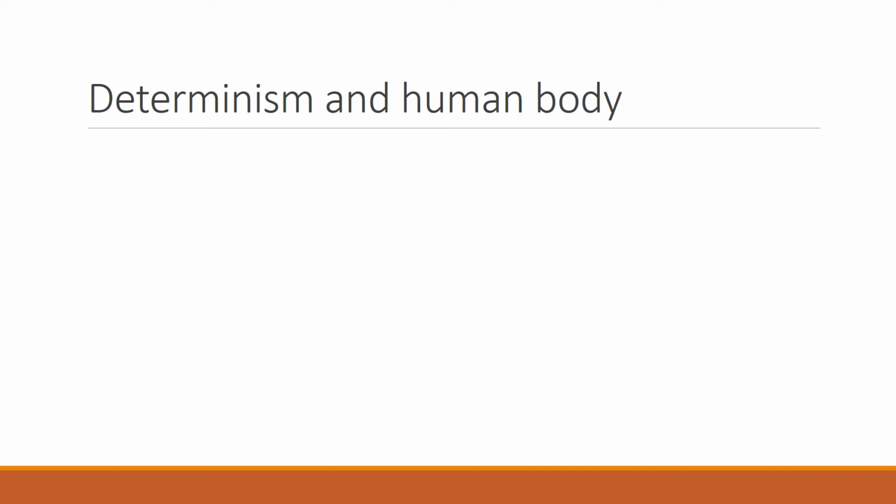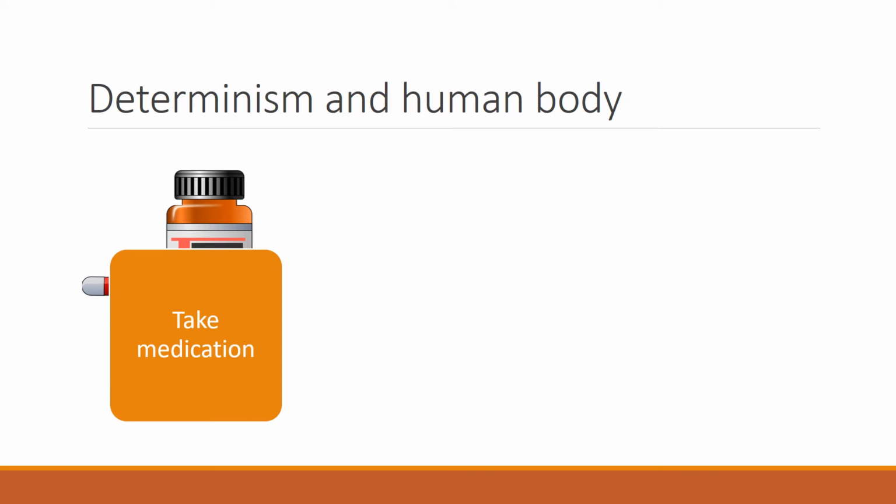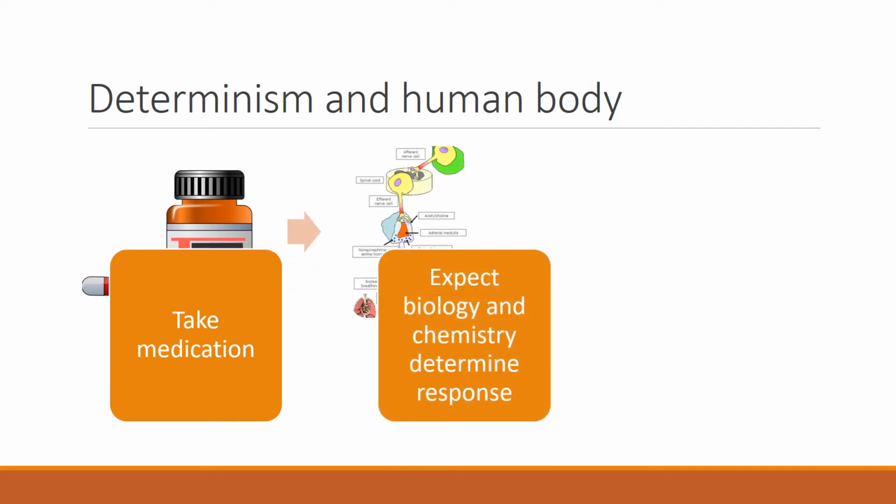But this doesn't just apply to inanimate objects. It also applies to biology. So for example, when you take a medication and the medication eases your symptoms of a cold, the expectation is that it did this because biology and chemistry together determine a response.